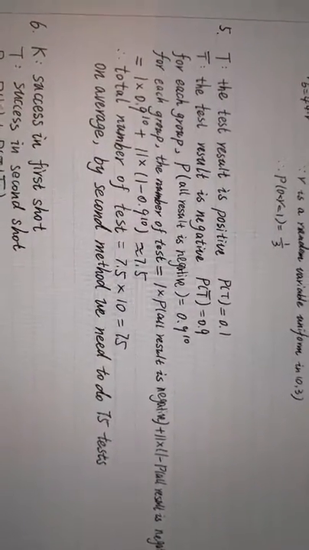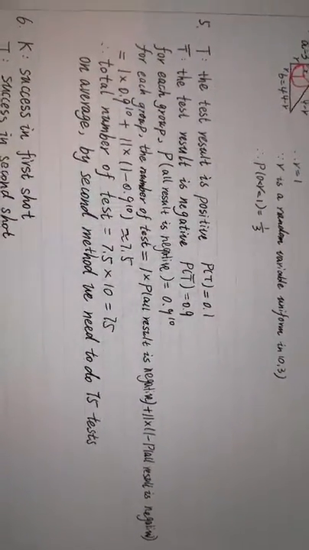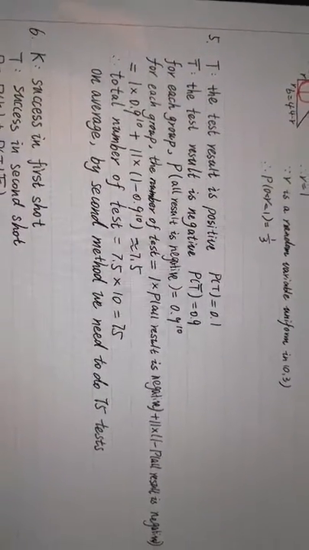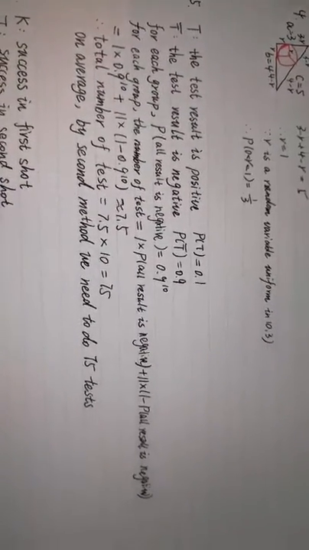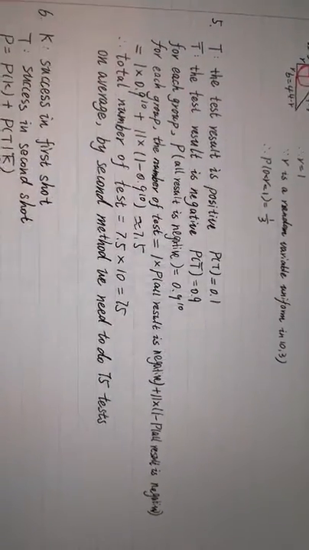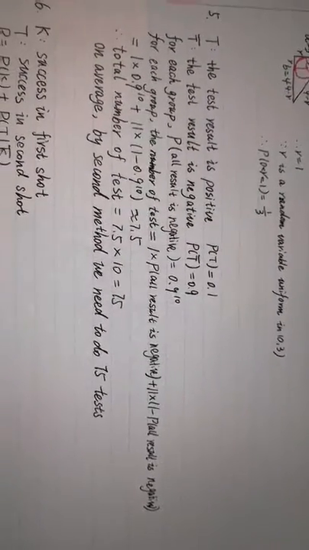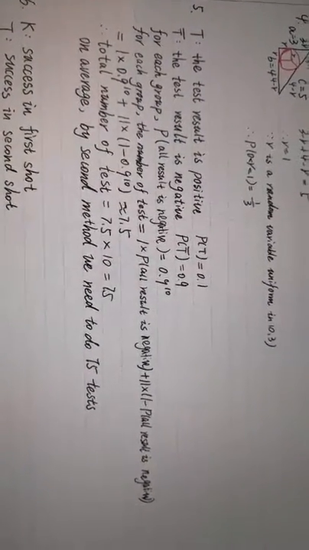So the question is, on average, what is the number of tests we need to do by the second method? So from this question, first, I suppose a case T, that the test result is positive. From the question, we can find out that the probability of T is equal to 0.1. So obviously, T inverse, that the test result is negative for each person, equals 0.9.